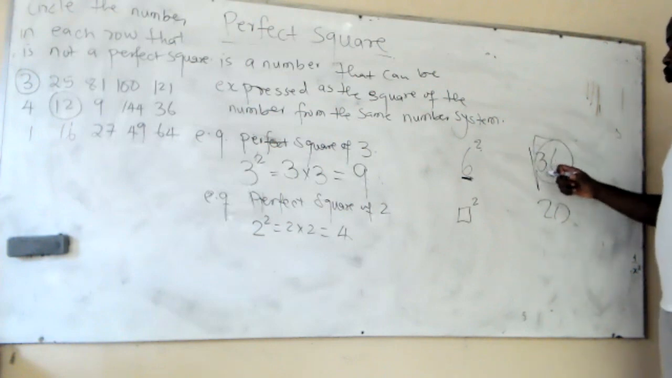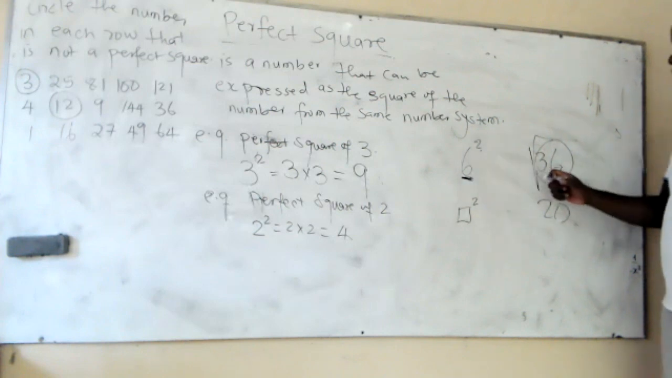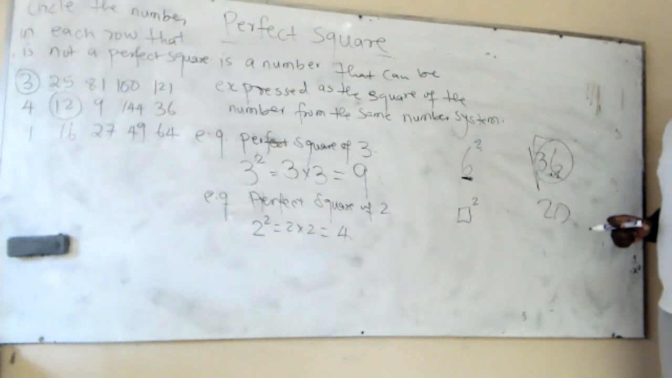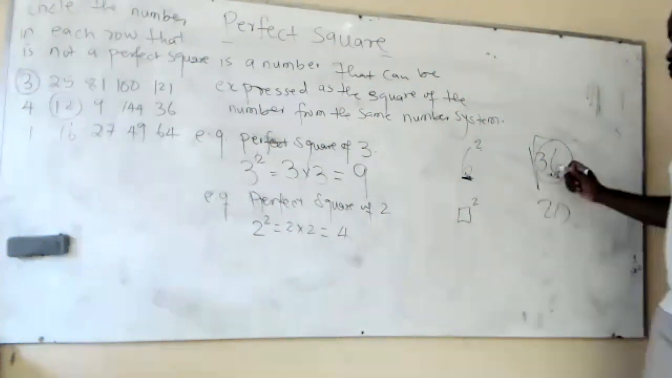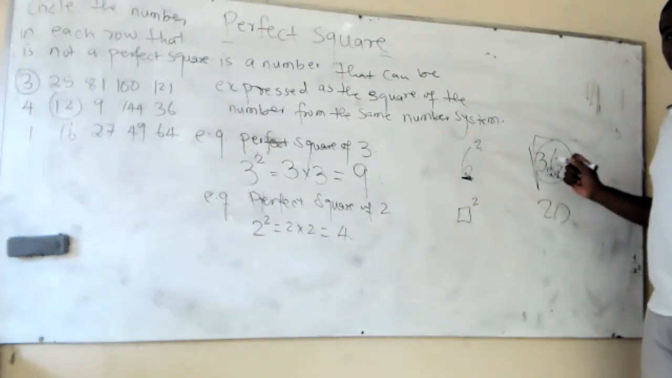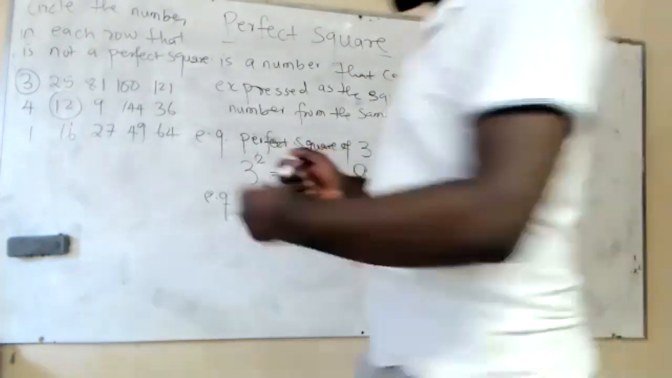So what is the root of 36? It must give you 6. Therefore, if you are getting a number without a comma, then you must know 36 is a perfect square. Are we all together? Yes.